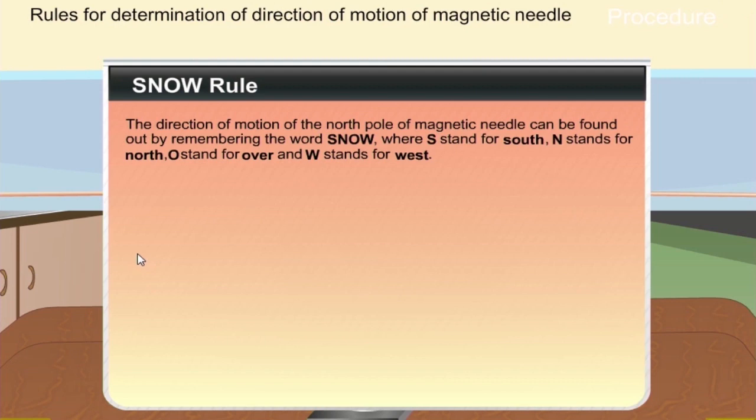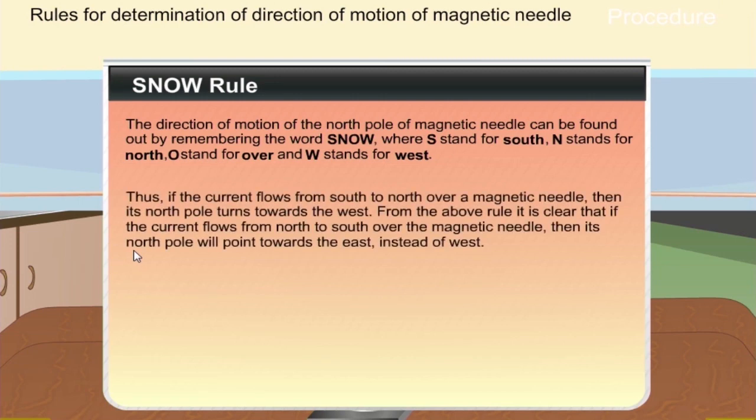There is another rule, the snow rule. The direction of motion of the north pole of the magnetic needle can be found out by remembering the word snow, where the letters S stand for south, N for north, O for over and W for west. Thus, if the current flows from south to north over a magnetic needle, then its north pole will turn towards west, and from the above rule it is clear that if the current flows from north to south over the magnetic needle, then its north pole will point towards the east instead of west direction.